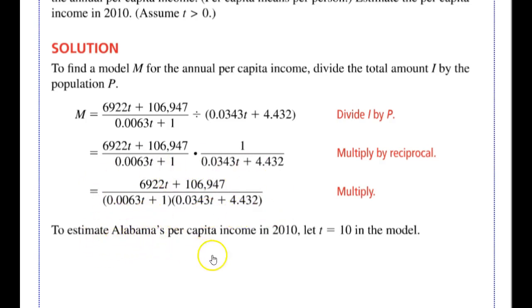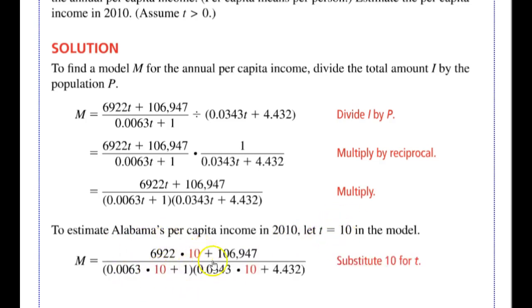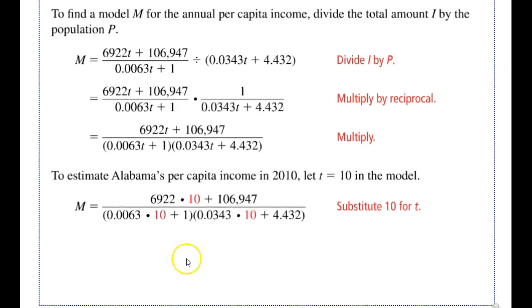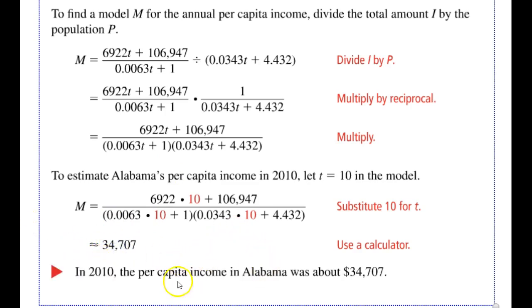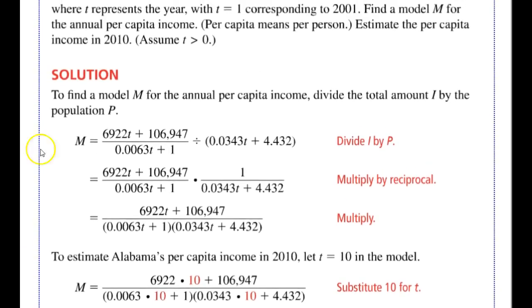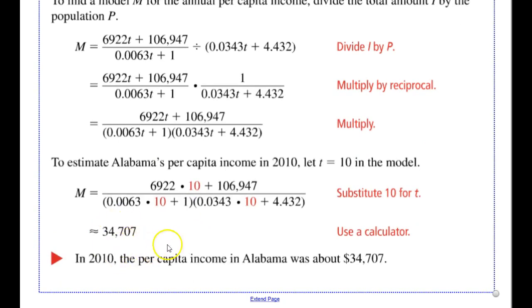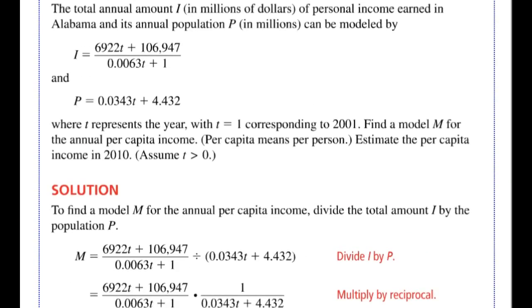So now the second part is I'm going to estimate in 2010. So t needs to be 10 in the model. So anywhere I see a t, I substitute a 10, and then I go ahead and calculate, using a calculator, that the estimate was 34,707. Okay, so I could then rewrite that using words, explain my answer. So in 2010, the per capita income in Alabama was approximately, or about, $34,707. So the first thing I had to do was write my model, and then I had to figure out when t was 10, what did I get? So those were our big two things.